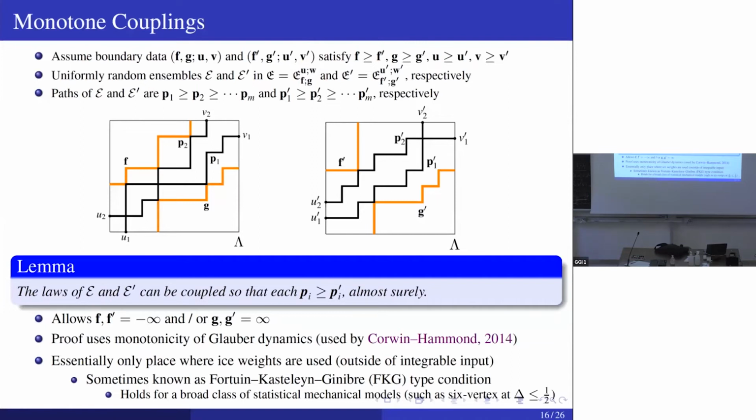This coupling is a fairly ubiquitous phenomenon in the context of statistical mechanics. It's sometimes known as an FKG type condition, and it's not special to the ice model. For example, it's known to hold for the 6 vertex model whenever delta is at least a half. It also holds for dimer models. It would hold for Philippe's triangular ice model, for example. So this is a very general condition, this FKG condition.